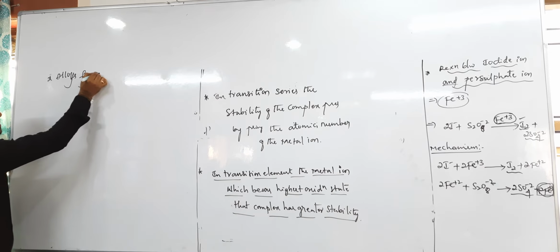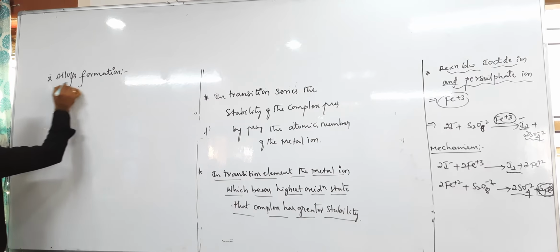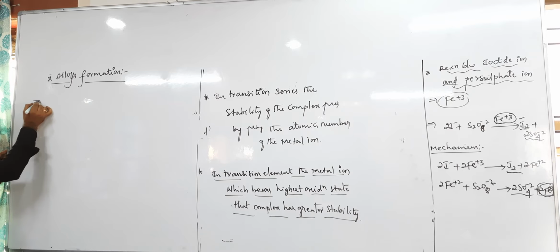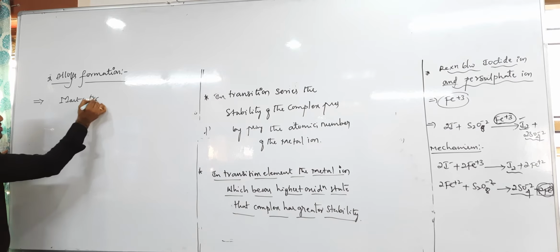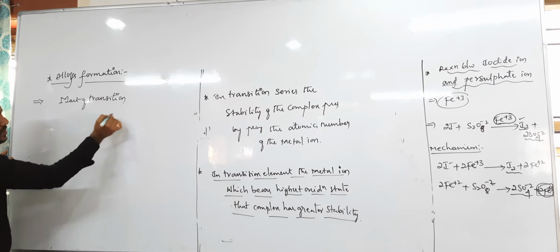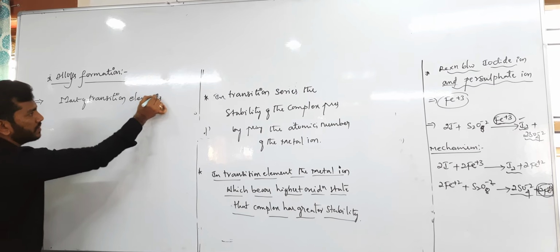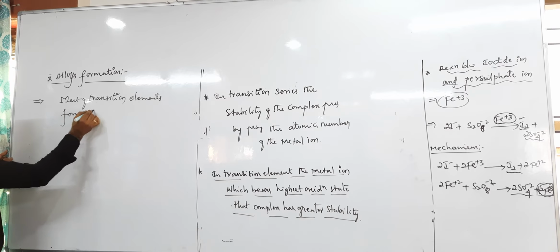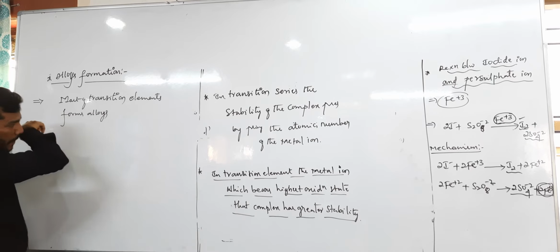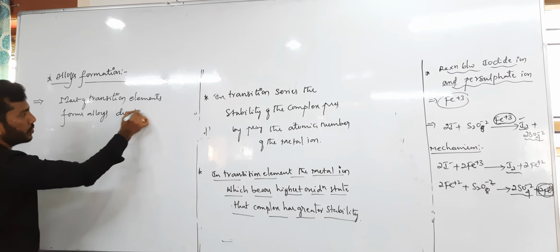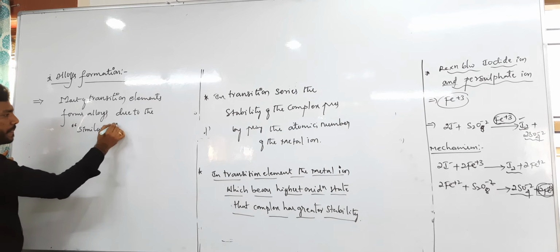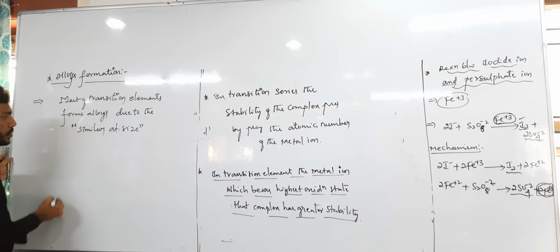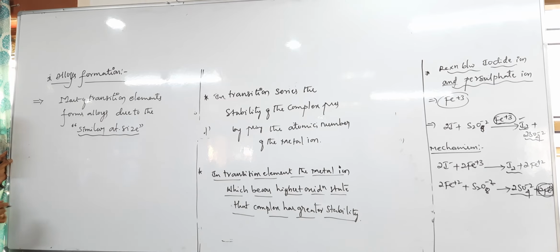Alloys formation. Most of the transition elements form alloys due to the similar atomic size, guys. Due to the similar atomic size.